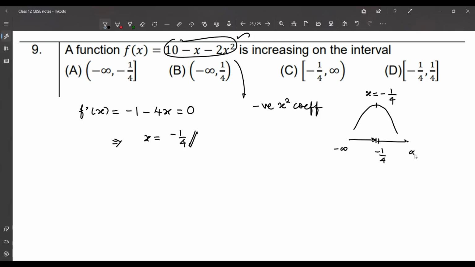So the given function is increasing on the interval minus infinity to minus 1 by 4, which would be not option A. That's because they have included the closed interval brackets. So we have to take minus infinity comma minus 1 by 4 with open interval brackets on both ends. The matching option would be actually minus infinity comma plus 1 by 4. That is also not correct. Minus 1 by 4 comma infinity is also not correct.